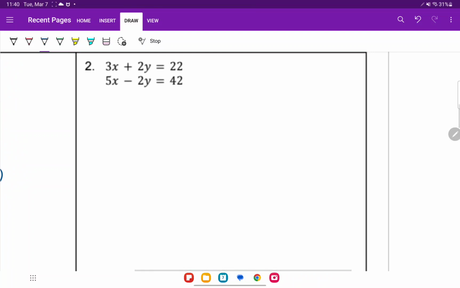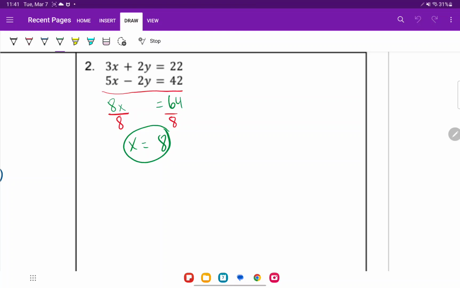All right, for number 2. So for number 2, again, we're looking to eliminate one of the variables here. We're going to eliminate the y's, and the reason why, again, is one is 2y and one is negative 2y, so they're already opposites of each other. So let's go and draw a line here. So we're going to combine our terms. So 3x plus 5x is 8x, 2y minus 2y is 0, and 22 plus 42 is 64. To solve this, we would divide both sides by 8. And 8x divided by 8 is x. 64 divided by 8 is 8.